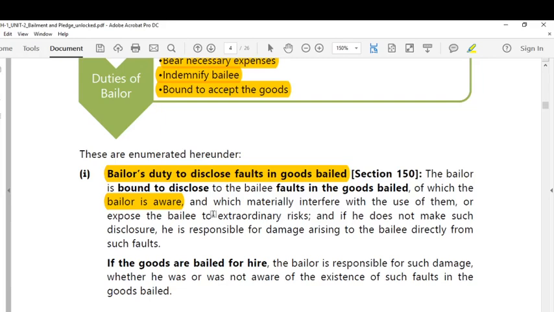If he does not make such a disclosure, in case the bailor fails to disclose such faults to the bailee, he is responsible for damage arising to the bailee directly from such faults, right? If he does not reveal the faults and some extraordinary loss happens to the bailee, then the bailor is responsible and liable, and he has to indemnify the bailee, right? This, the first duty, is to disclose the faults in the goods bailed.